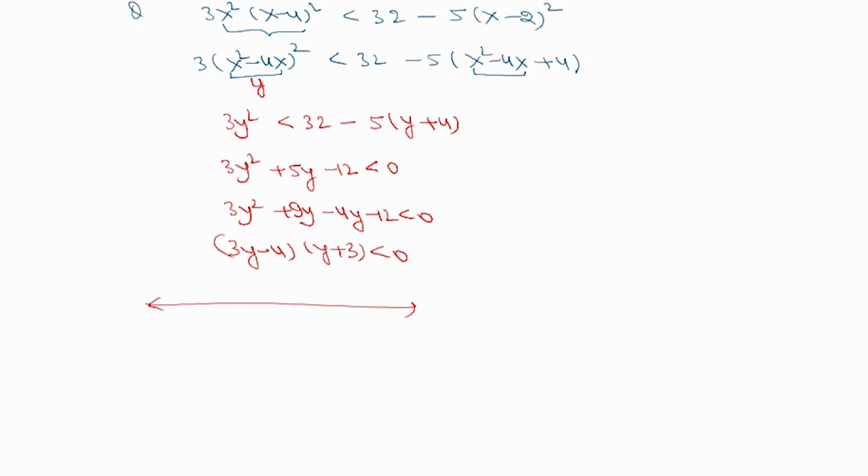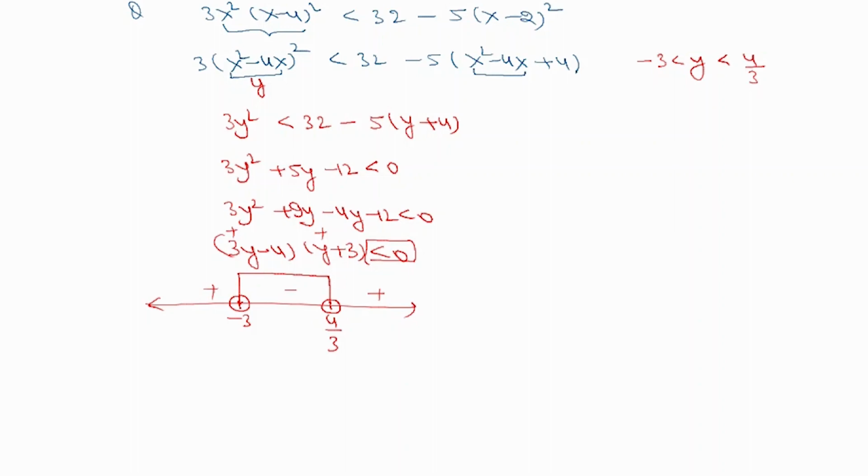So here I'll get y as minus 3 and y as 4 by 3. Now the coefficient of y here is positive, so rightmost will be plus. So plus, minus and plus, I need less than 0, and less than 0 is minus. So the value of y will lie between minus 3 and 4 by 3.